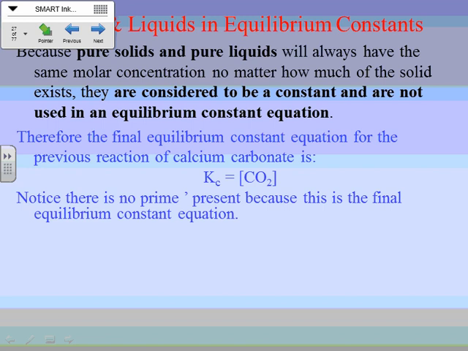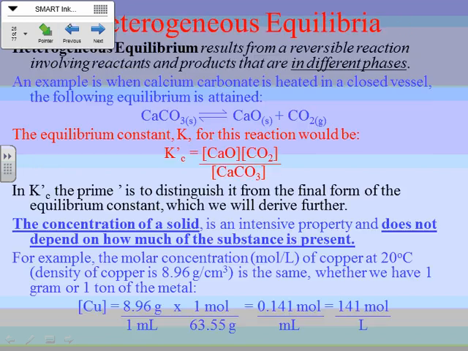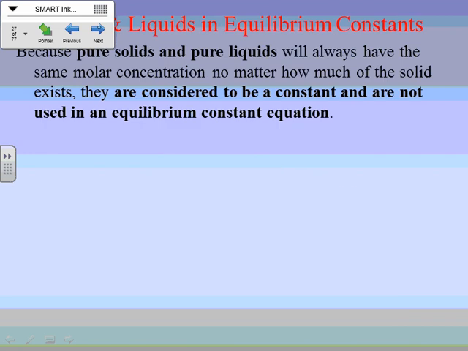So that reaction that we saw before, the actual equilibrium expression for that, in terms of concentration, is just K equals the concentration of CO2. All right. Because if you look back over here, calcium oxide and calcium carbonate are both solids, so we don't put them in the equilibrium expression. Okay, so all you're left with is K equals CO2.